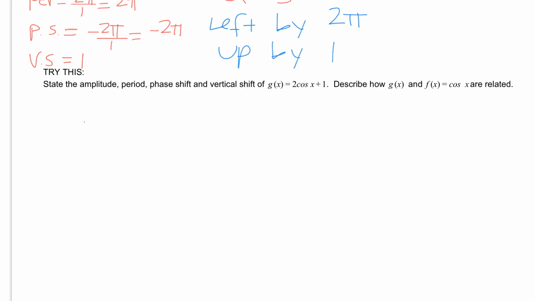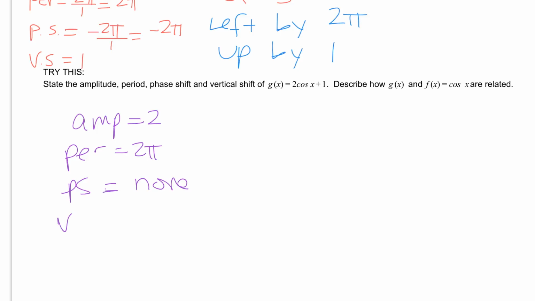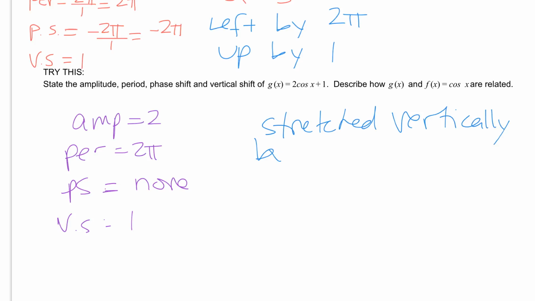If you did this correctly, you should have gotten an amplitude of 2, a period which is just 2 pi. Your phase shift, there is none. And the vertical shift is just 1. So that tells us that we stretched vertically by a factor of 2.